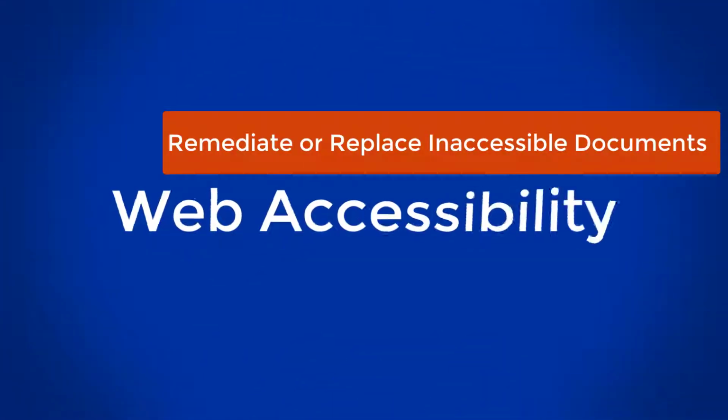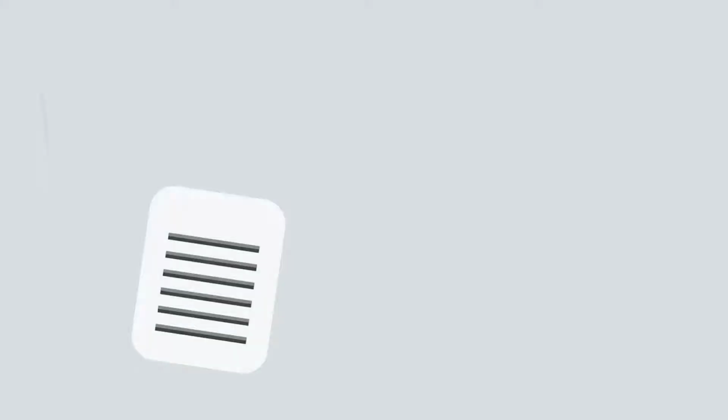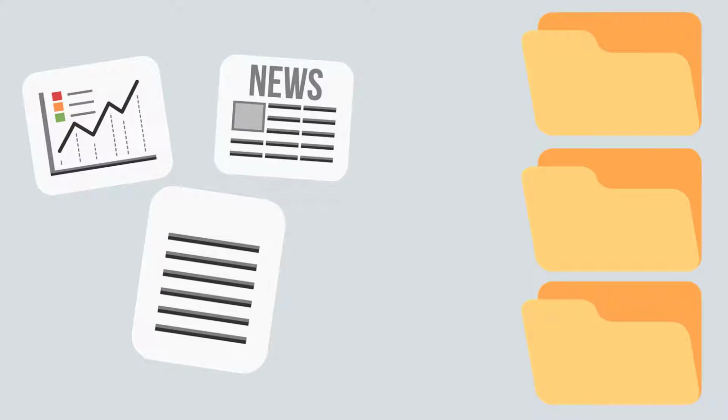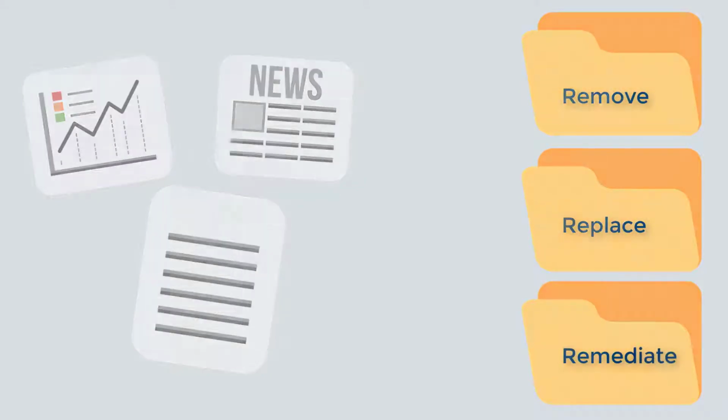Now that you know how to locate documents published on your site, it's time to review them and either remediate or replace the inaccessible documents. As you begin your review, you want to group your documents into three categories: remove, replace, and remediate.